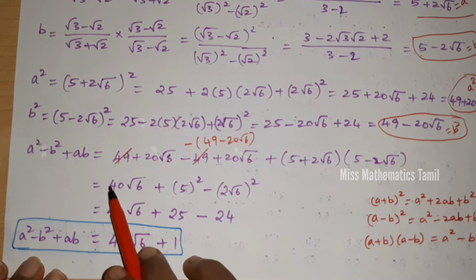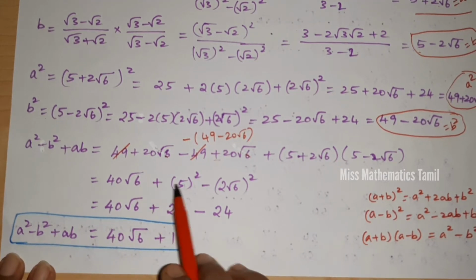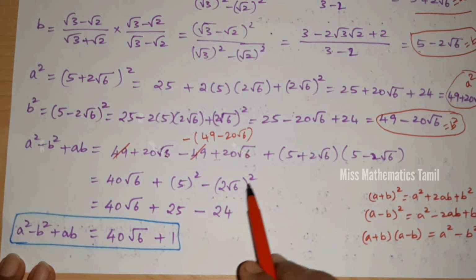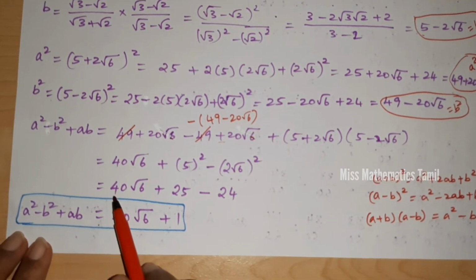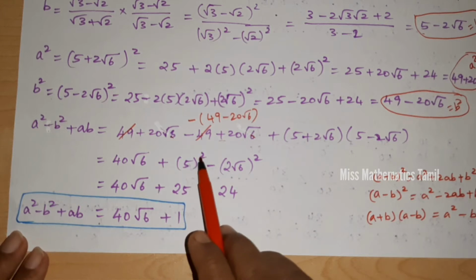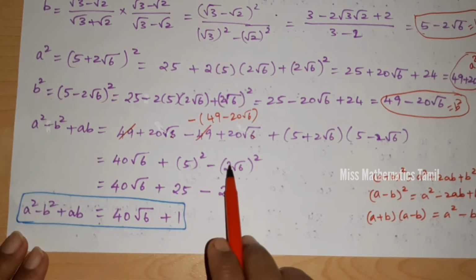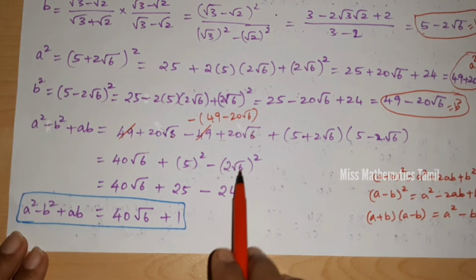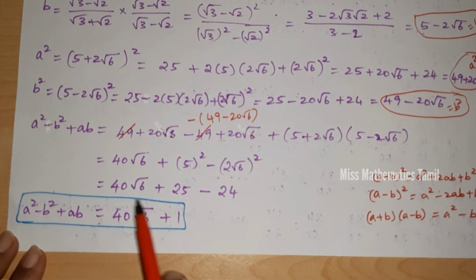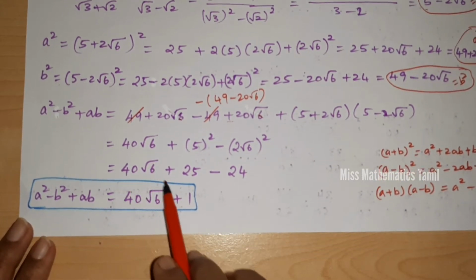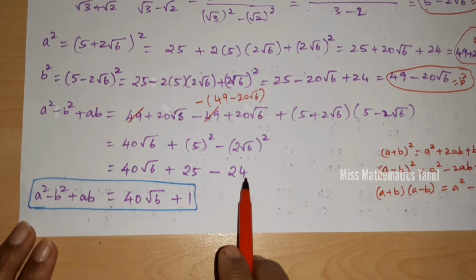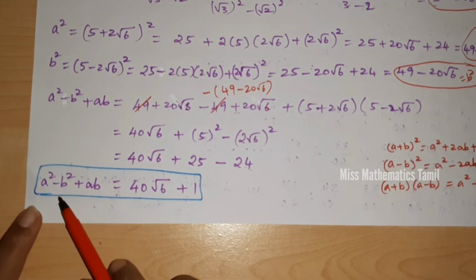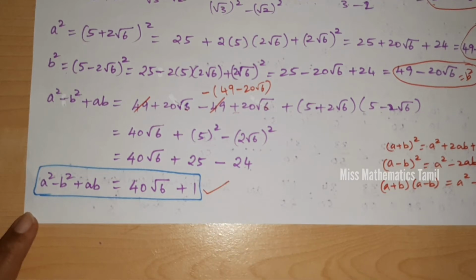So adding both, 40 root 6 will come, plus here a square, 5 square, minus b square, (2 root 6) the whole square. Okay, 40 root 6 plus, what is 5 square? 25. Here 2 square is 4, root 6 square is only 6, so 4 sixes are 24. Next step, 40 root 6 plus 25 minus 24, that is 1. So the final answer is 40 root 6 plus 1.